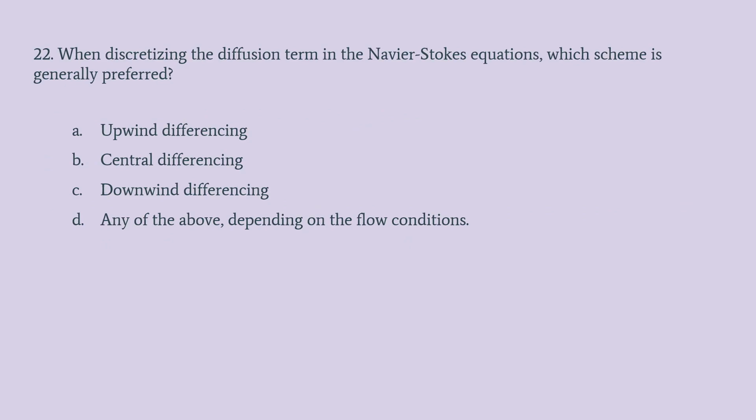Next question. When discretizing the diffusion term in the Navier-Stokes equation, which scheme is generally preferred? So the question is, when discretizing the diffusion term, which scheme is preferred? Option A, upwind differencing. Option B, central differencing. Option C, downwind differencing. Option D, any of the above depending on the flow conditions.